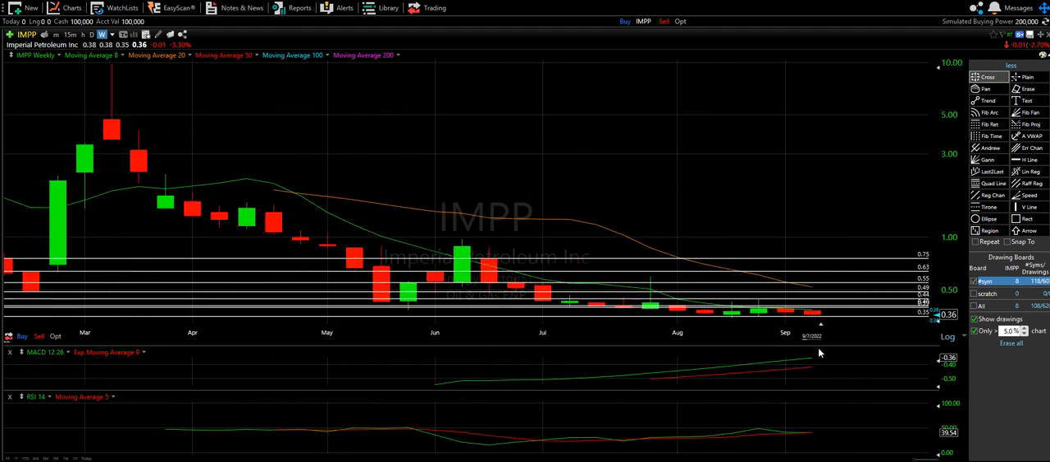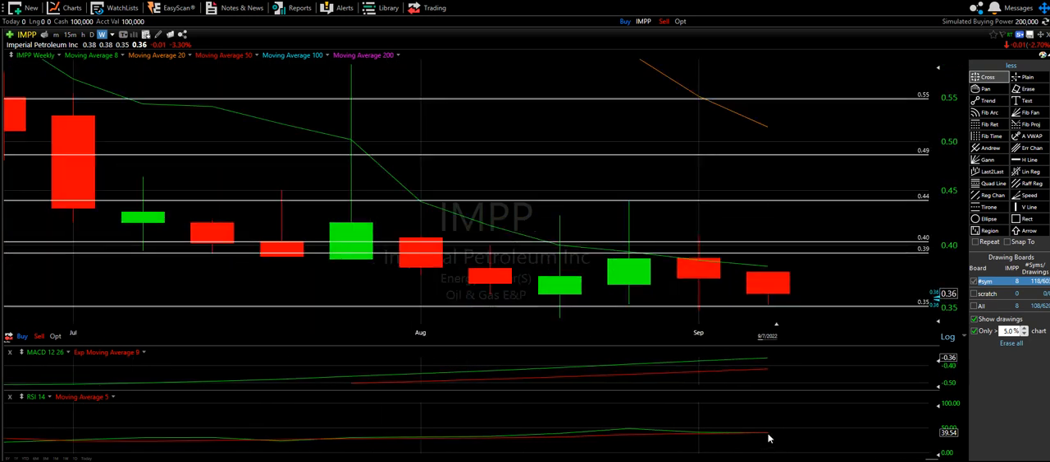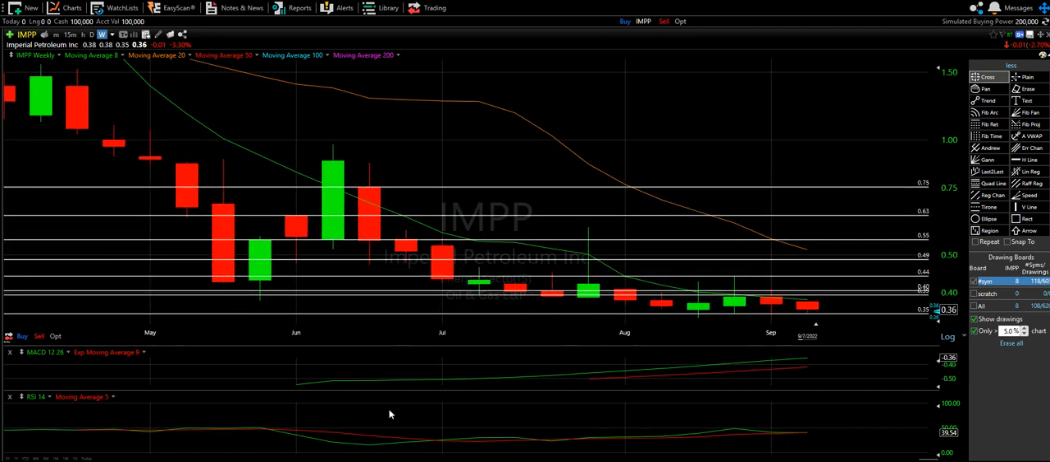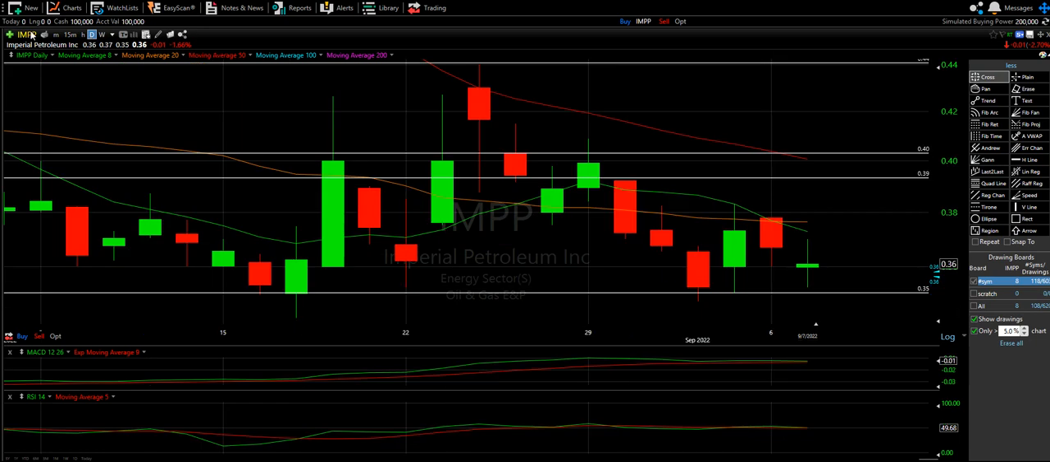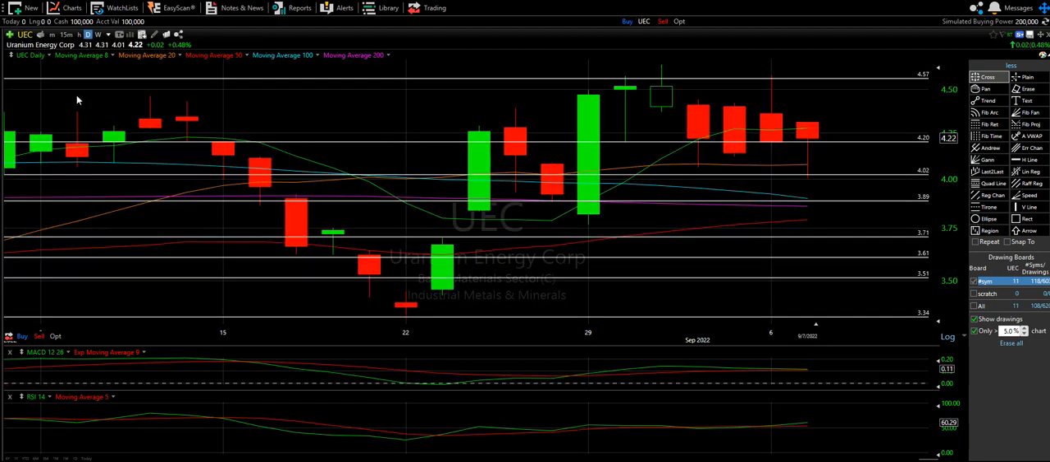Again, not that good on the weekly. Interesting enough that the MACD is the green is so much higher than the red. But again, I always say it, I do like the RSI more. I would take this what looks like red over green more seriously, I think, than this MACD. But man, CEI and IMPP are sitting in a really bad place.